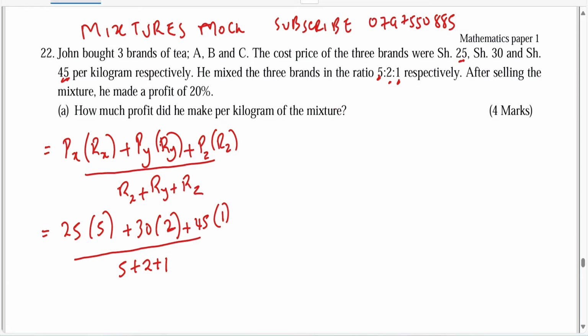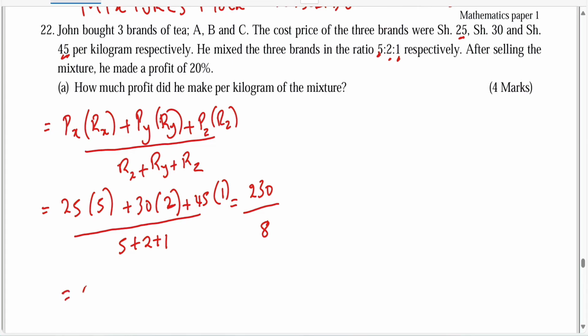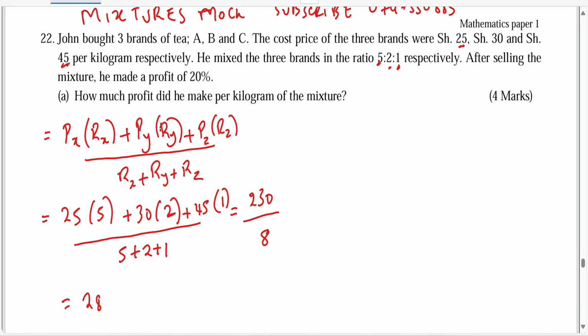Sawa? In which hapa itakupa ngapi juu na chini itatupa ngapi? So hapa chini tutajua tayari itatupa 5 plus 2 plus 1 which is 8. Hapa juu hatujui. So 25 times 5, okay, plus 30 times 2 plus 45 times 1. Yote ukimalizia ni 230. Sawa? Na 230 ukidivide na 8 itakupa around 28.75. Sawa? So 28.75 shillings. Hiyo sasa ndo cost price yake.